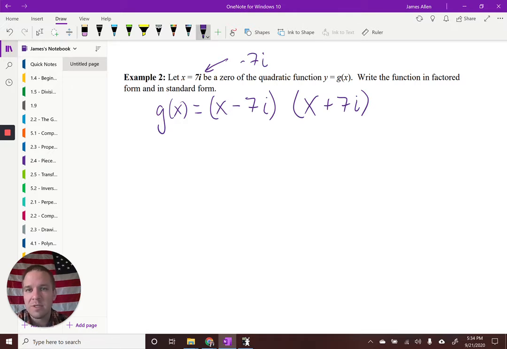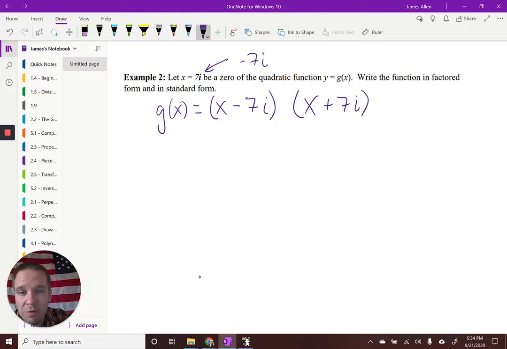So don't forget about those things just when we throw in imaginary numbers and we get scared. Make sure that you are still gathering that information and handling it well. All right. So this is my factored form, but now we want to get it into standard form. So we're going to FOIL this out.